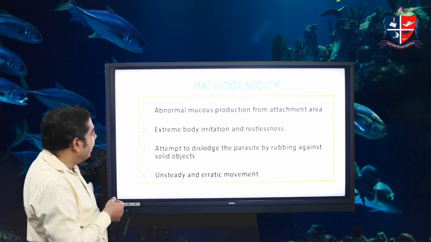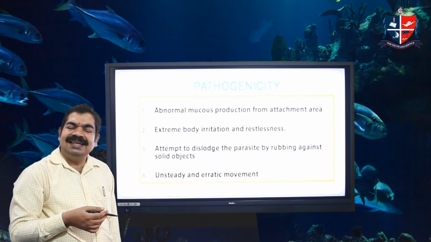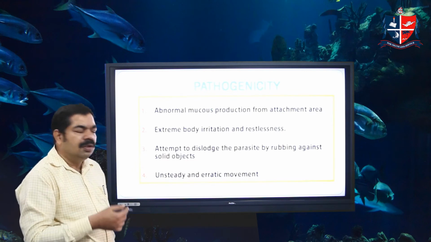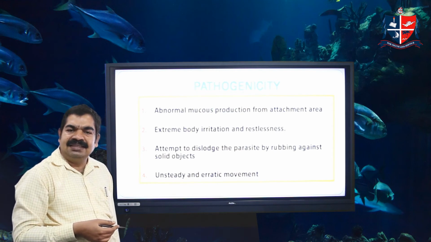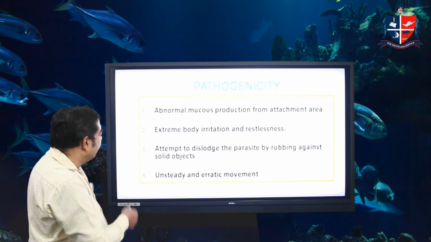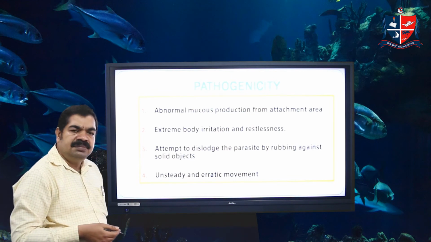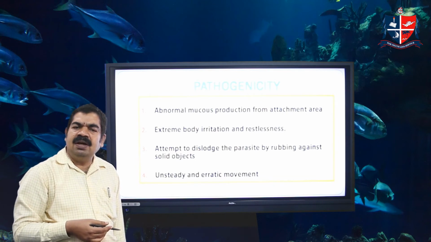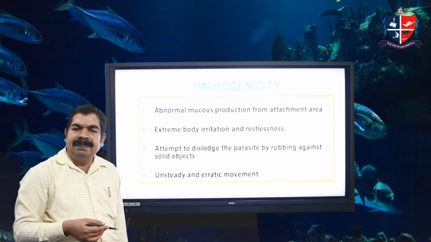The second one, extreme body irritation and restlessness. Actually, when an ectoparasite attaches to the body of the fish, naturally body irritation will be there. The same thing will be happening here also. The fish will show signs of irritation and restlessness. Third point, attempts to dislodge the parasite by rubbing against solid objects. Naturally, if body irritation is there due to the attachment of the parasite, the fish will try to dislodge the parasite.